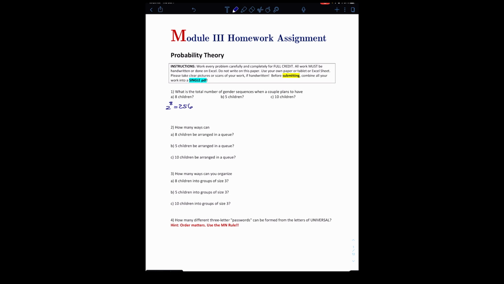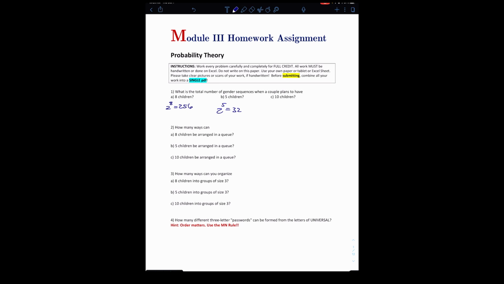Part B has 5 children, so I have 5 positions, 1, 2, 3, 4, 5, and each child could have 2 different genders. So basically this one is just 2 to the power of 5 if I use the MN rule and multiply them all together. So this one becomes 2 to the power of 5, which is 32. So there are 32 gender sequences.